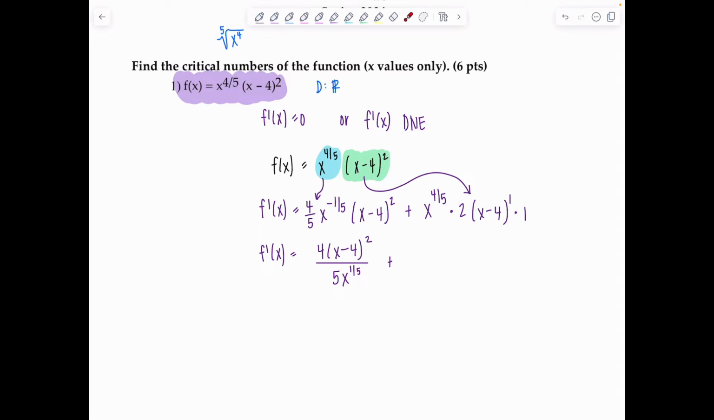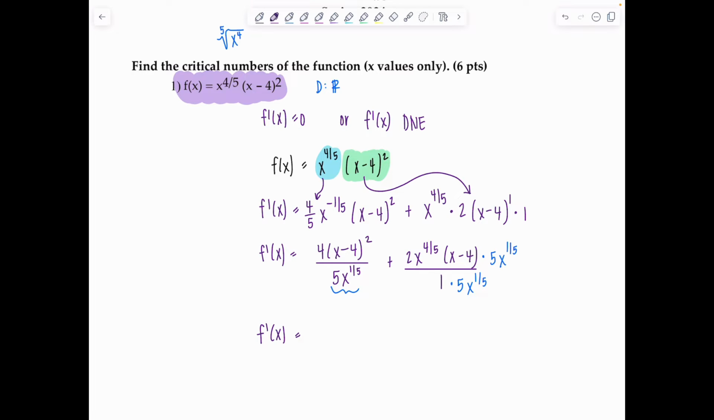Plus, now there's nothing over here that needs to go in the denominator, so I'm just going to reorder the term so it looks cleaner: 2x to the 4/5 times x minus 4 over 1. Now my goal is to get a common denominator. So let's multiply this second term by exactly what I see in the denominator on the other term, 5x to the 1/5, and see where this takes us.